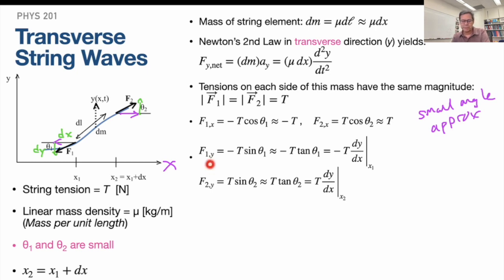So my force on the left side, force 1 in the y direction, minus T sine theta 1, because again it's in the negative direction, but that's approximately equal to minus T tan theta 1. Again, it's pointing in the negative direction for the tension.